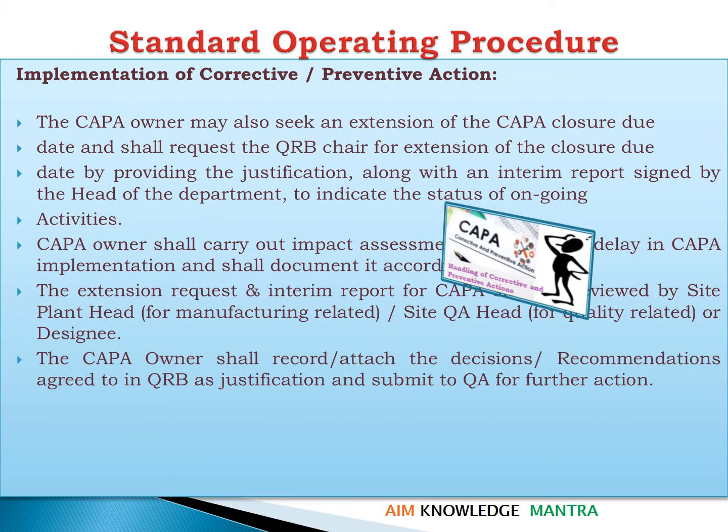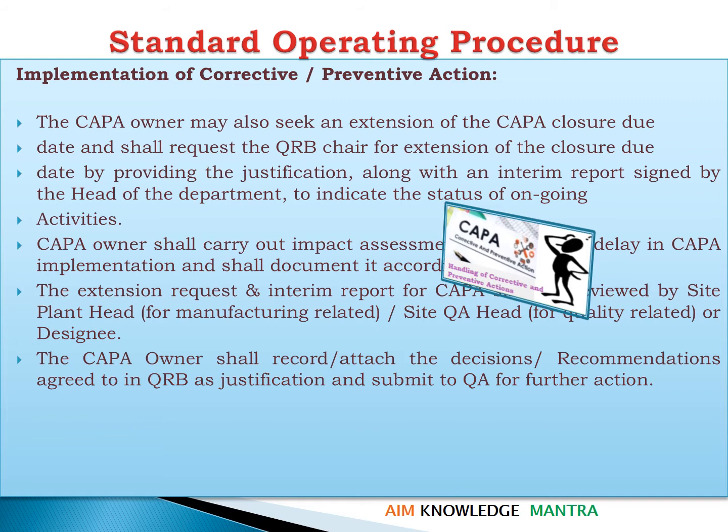Implementation of corrective, preventive action. The CAPA owner may also seek an extension of the CAPA closure due date and shall request the QRB chair for extension of the closure due date by providing the justification, along with an interim report signed by the head of the department, to indicate the status of ongoing activities. CAPA owner shall carry out impact assessment to assess the delay in CAPA implementation and shall document it accordingly.